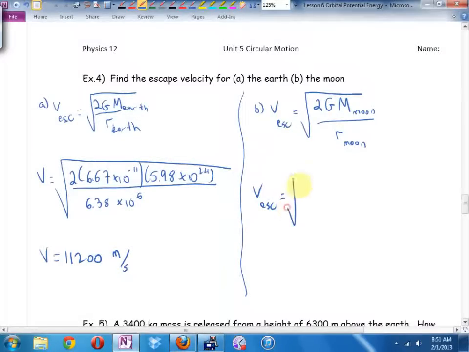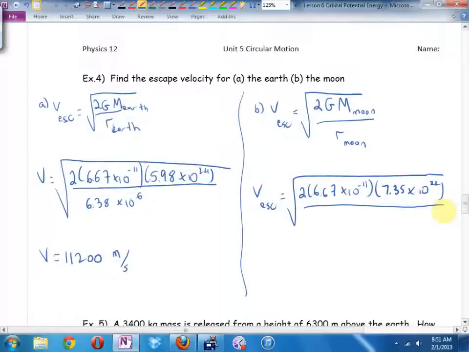Escape velocity for the Moon, these numbers I don't know. Well, I know G, 6.67. Somebody, what's the mass of the Moon? It's 7.35 times 10 to the, I didn't hear the last part, 20 what? 22. And radius of the Moon, is it 86,000? No, that's wrong. 1.74 times 10 to the 6.